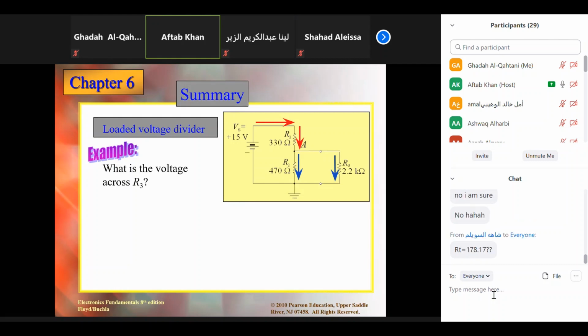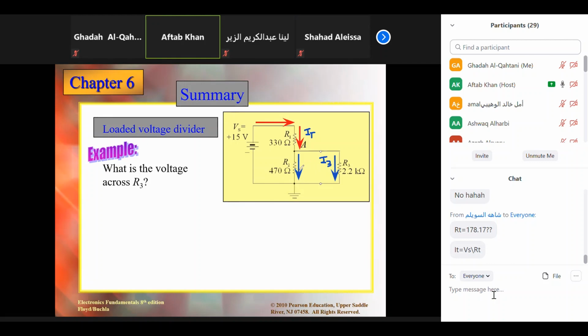Okay, RT. Okay, Shahad is getting 178. Okay, but see, do you need R total? This is the point. You can calculate. I am not saying no. Okay, after RT, what will you calculate? IT. So calculate the IT plus. So IT will be flowing here, then you need to calculate what? I3. Okay, go ahead. How are you calculating?